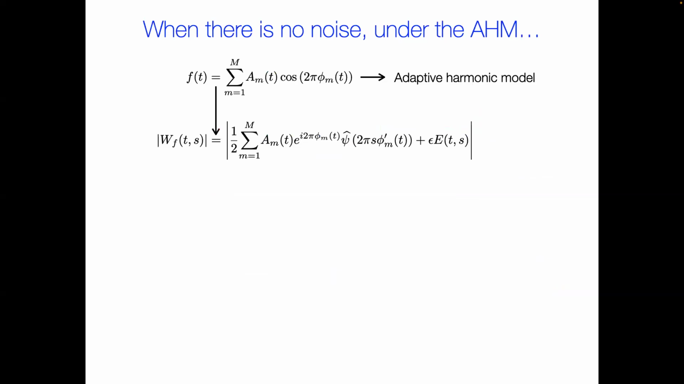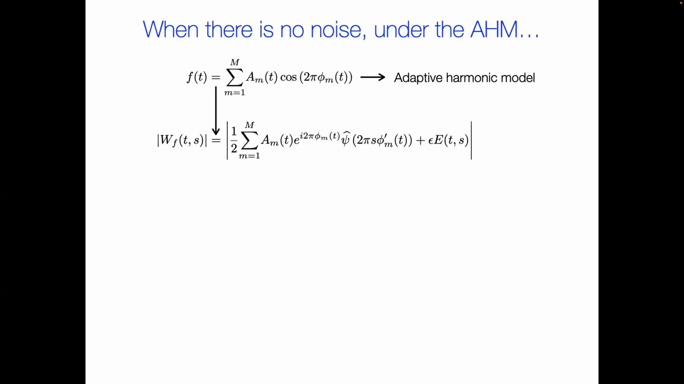Suppose we have some adaptive harmonic function with m components. And we made some assumptions, for example, the frequencies do not overlap, there is some sufficient separation, and so on. Some technical, mild assumptions. And then you do the continuous wavelet transform, WF. You can write it on the right-hand side, which, based on the assumption, is relatively easy to see.